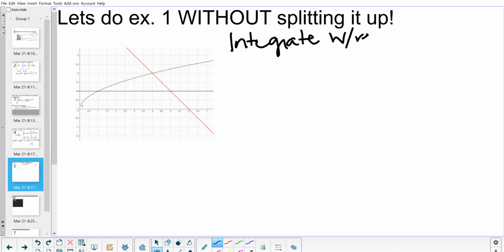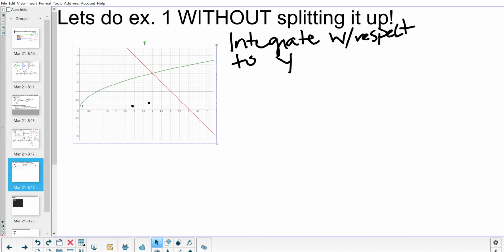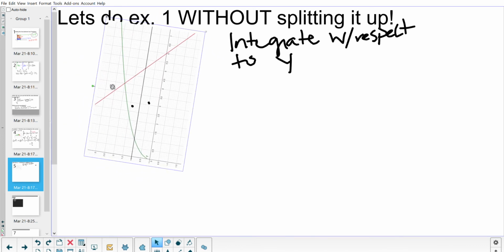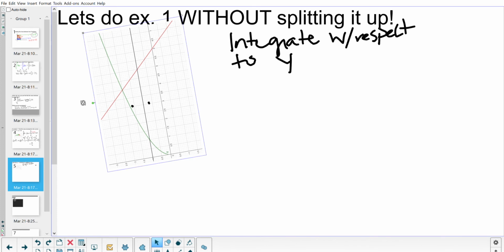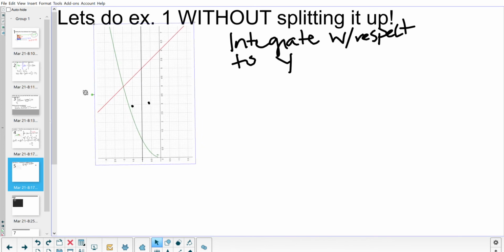Integrate with respect to y. Okay, so I'm going to take this, and for a moment, I'm going to turn it on its side. Okay, there we go. I want you to go back to that whole thinking of top curve minus bottom curve idea. Okay, so top curve minus bottom curve.